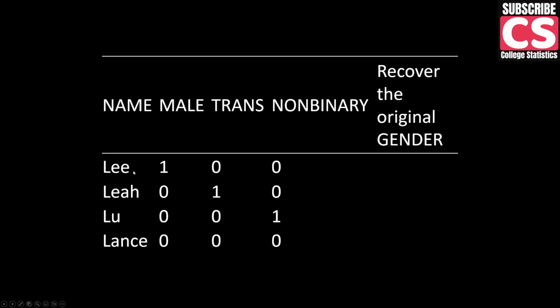So let's look at the very first entry. The name is Lee. The indicator variable male has a 1 below it. And in modern computing, yes is coded by the number 1. So this means male is yes. Trans is no. Non-binary is no. So Lee's gender must be male.